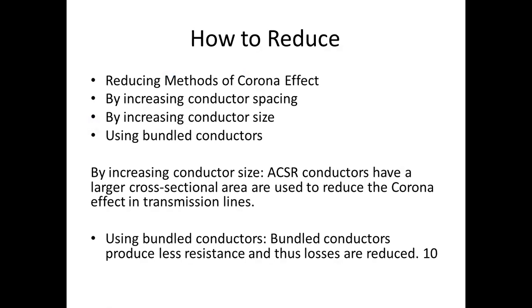So the reducing methods include increasing the conductor spacing, which means increasing the spacing by the cross arms, increasing the conductor size, and using bundled conductors. This is also a very effective method to reduce the corona effect in higher voltage transmission lines. By increasing the conductor size, aluminum conductor steel reinforced cables, which have a larger cross sectional area, are used to reduce the corona effect in transmission lines.